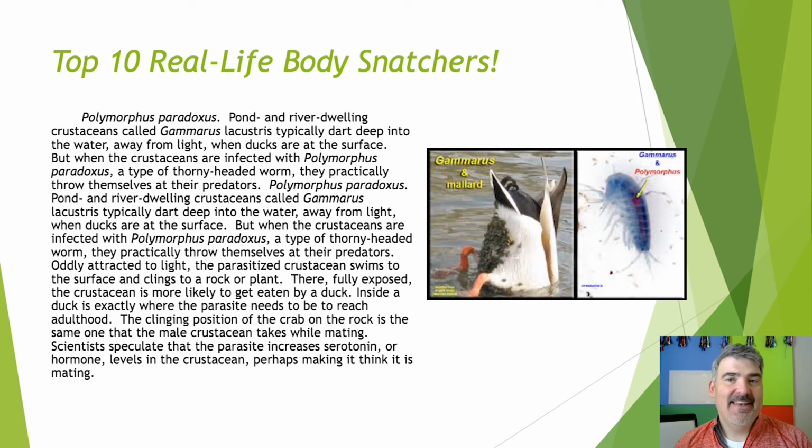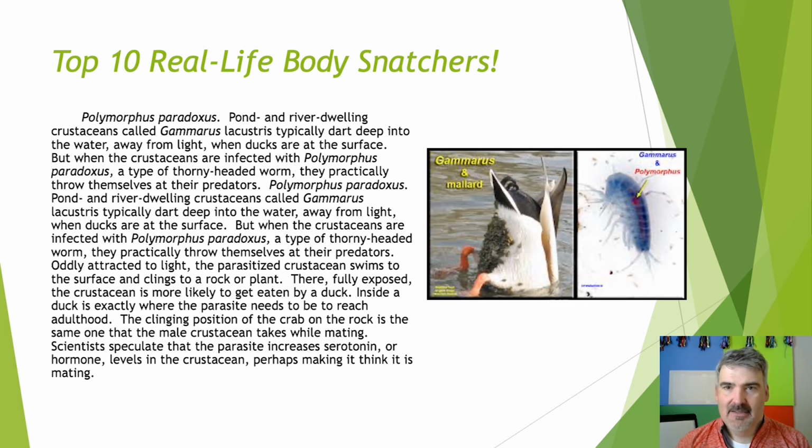Now, let's read about the next parasitic relationship, one between a thorny-headed worm and a crustacean. Remember that a crustacean is any type of animal that lives in the water and has a hard shell and many legs. A crab is an example of a crustacean.